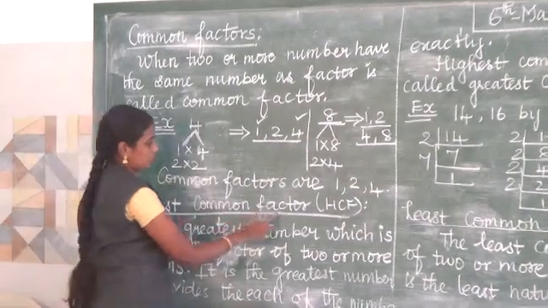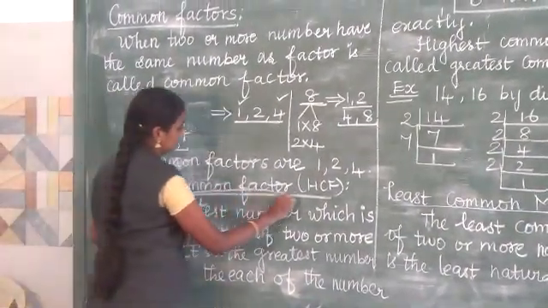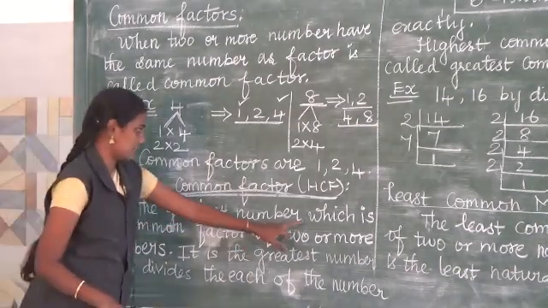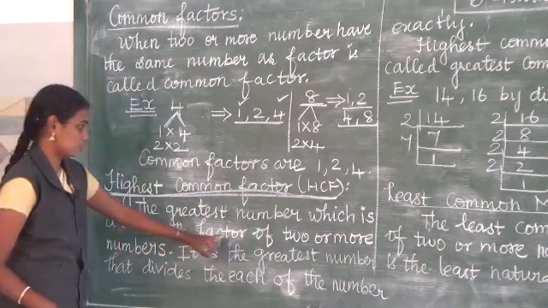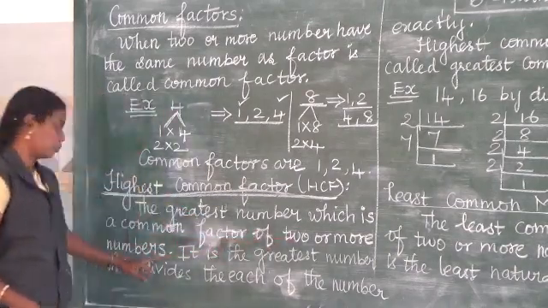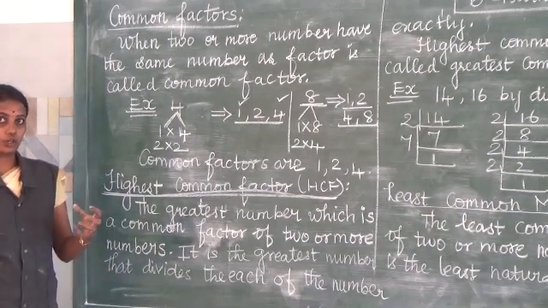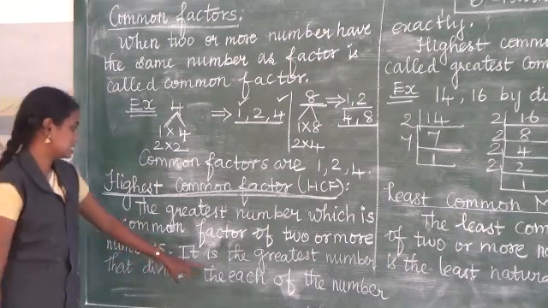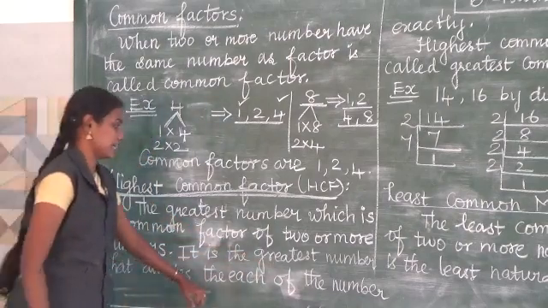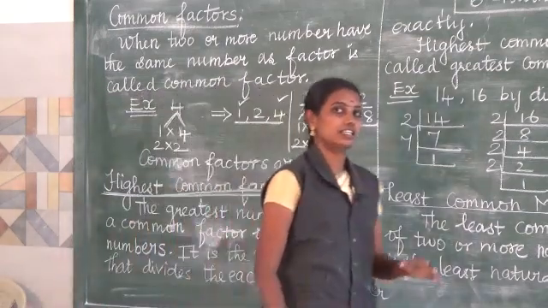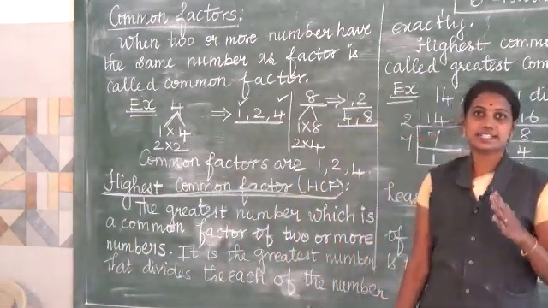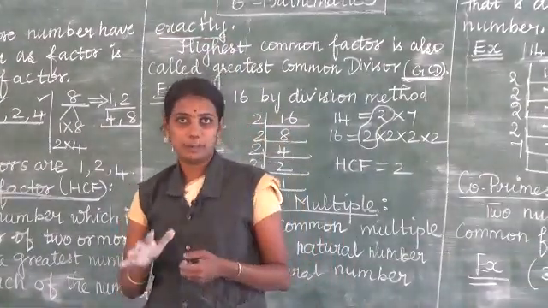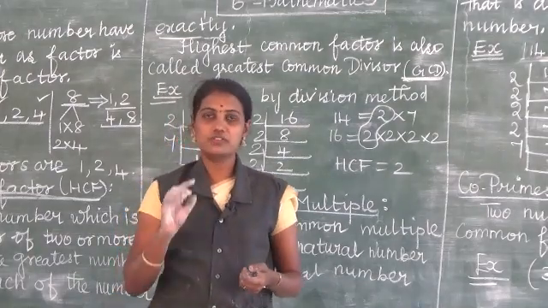Now the highest common factor, which means HCF, very important. It is the greatest number which is a common factor of 2 or more numbers. It is the greatest number that divides each of the numbers exactly. What is the meaning of exactly? Without remainder. The number should divide each number without giving a remainder.